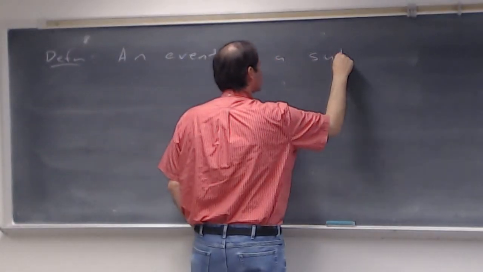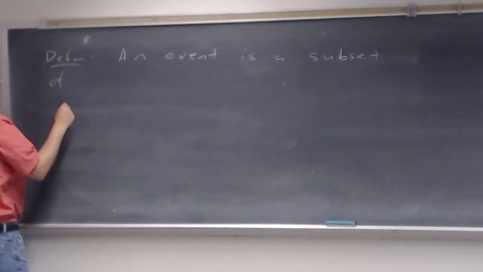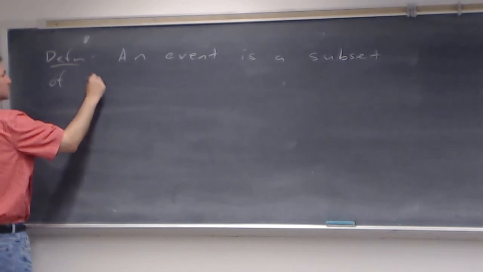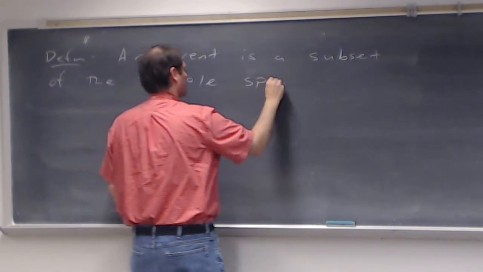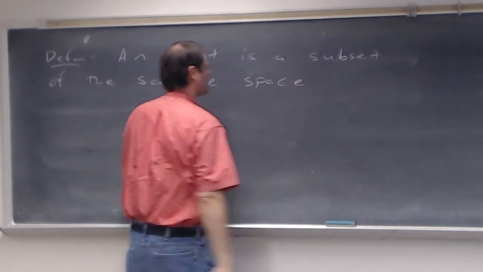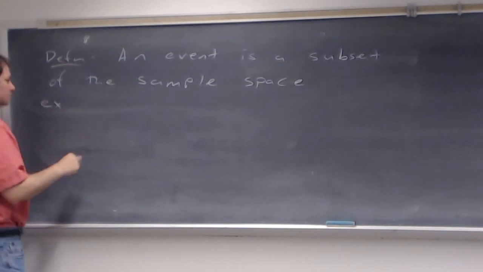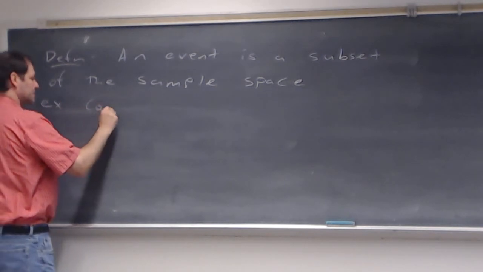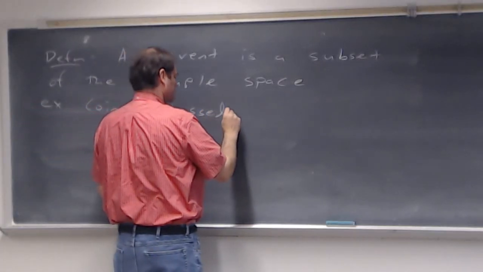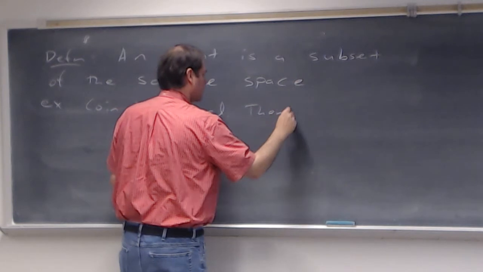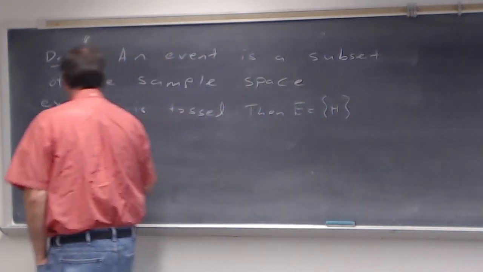An event is a subset of the sample space. So, as an example, when we have the coin being tossed, then E equal to the set of just heads is an event.